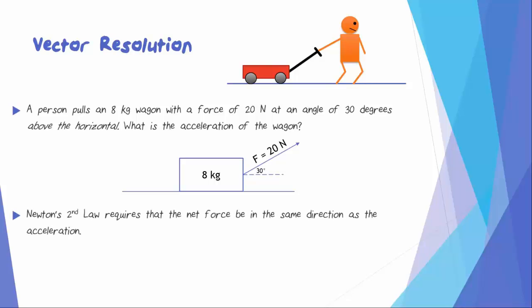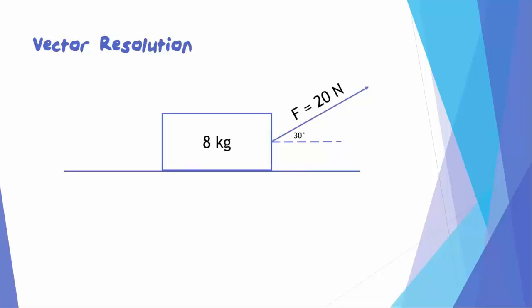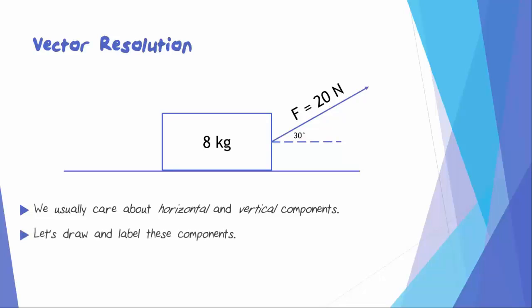Newton's second law requires that the net force be in the same direction as the acceleration. Clearly this wagon is going to accelerate to the right. So the force that we would use to calculate the acceleration must also be to the right. But that 20 newtons is at an angle, so some of it is directed upward and some of it is directed to the right. We need to determine how much of it is rightward only. In this case, and in most cases, we care about the horizontal and vertical components. Let's draw and label them.